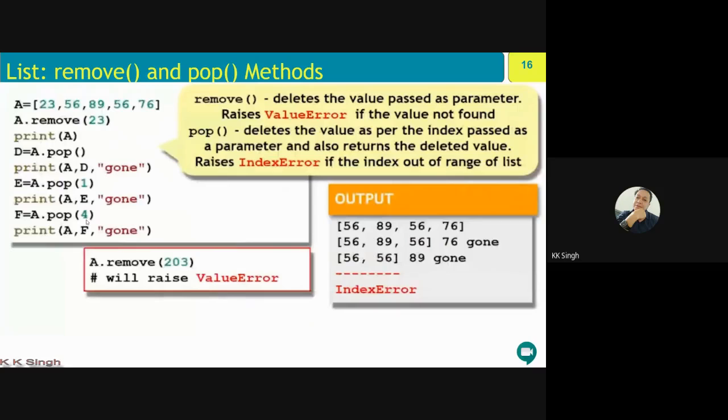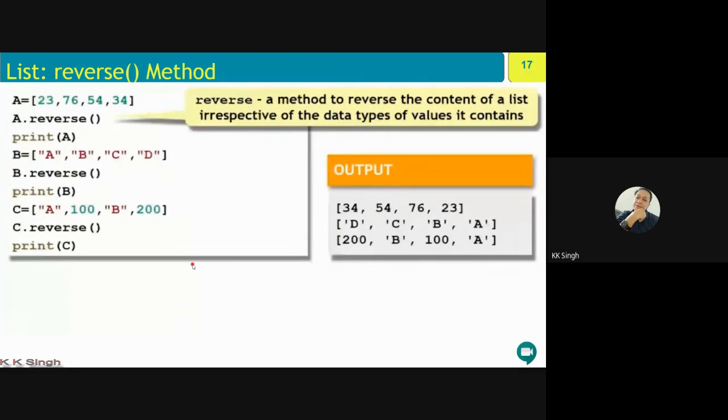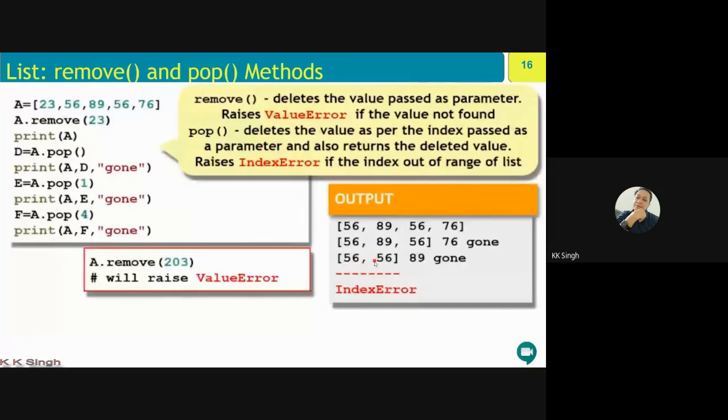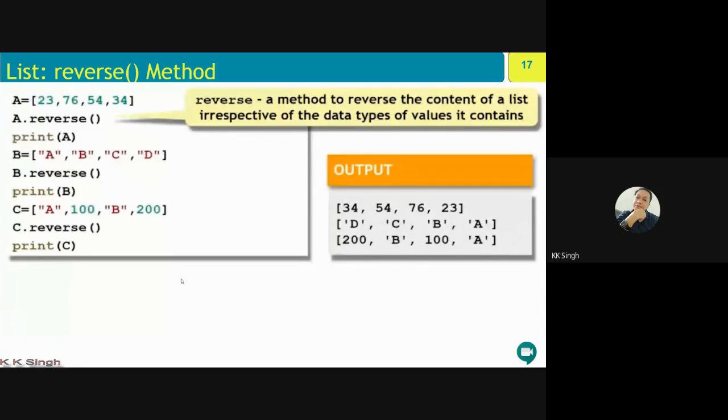Next, if we would have applied this statement, A dot remove 203, since the 203 value is not available in the list, because there are only two values remaining, it will raise an exception. Reverse, and print A. It will print 34, 54, 76, and 23.